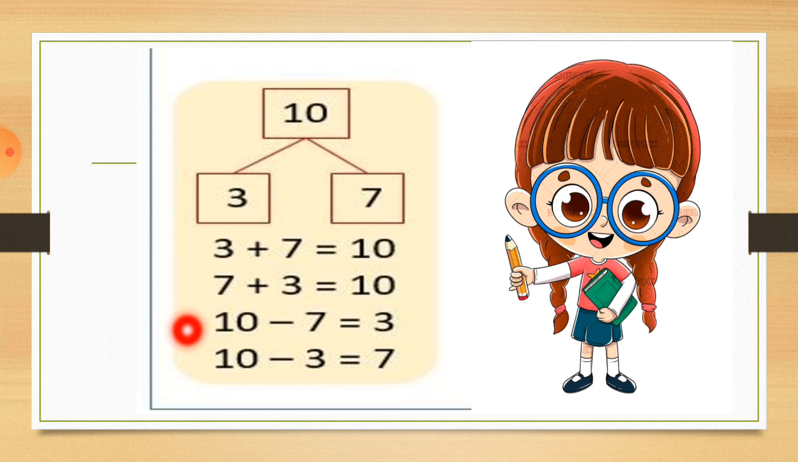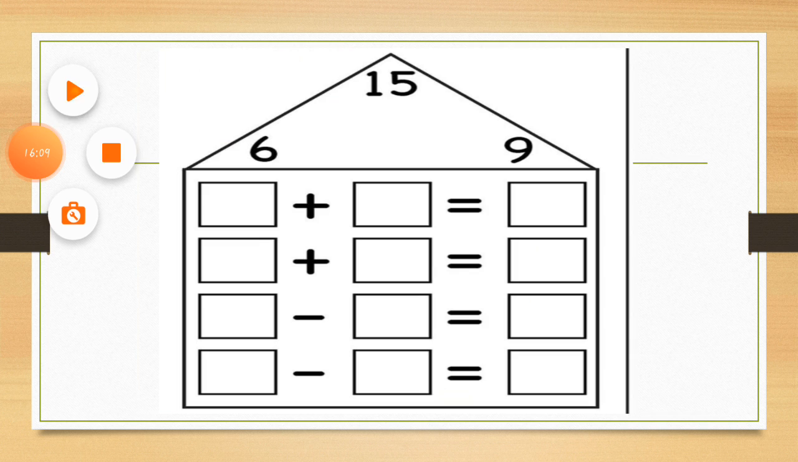Now in the subtraction portion, 10 minus 7 is equal to 3 here. You can see this. Here the number family is also completed. Now in the last one, 10 minus 3 is equal to 7. So here also we get the answer 7, and this number family is completed, students.